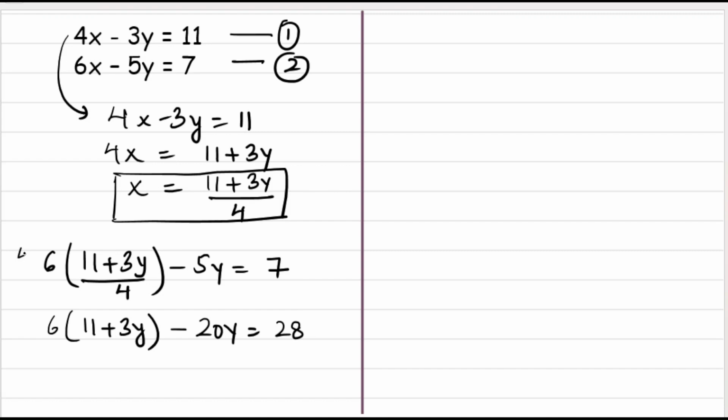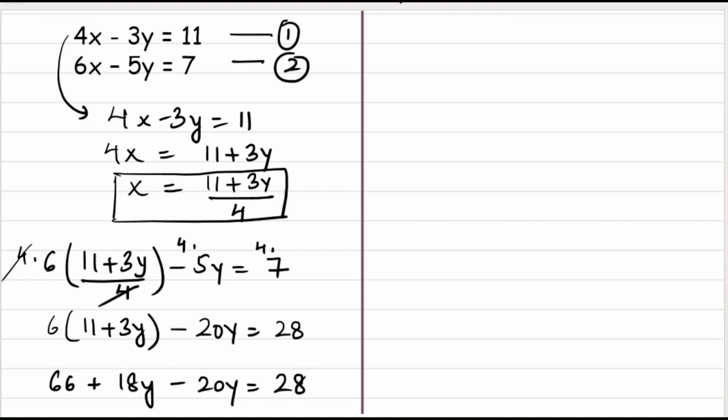Basically, I am multiplying everything with 4. Okay. And now when I am multiplying this term with 4, this 4 and 4 will cancel. So I have got rid of that denominator. 4 times 5 is 20, and 4 times 7 is 28. Okay, so 6 times 11 is 66 plus 6 times 3 is 18y minus 20y equals 28.